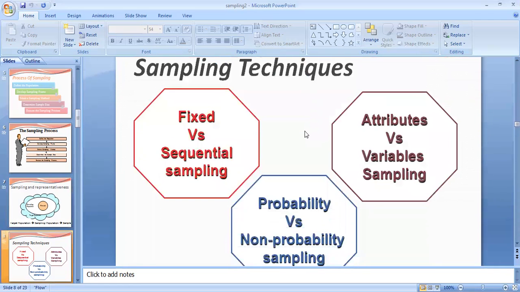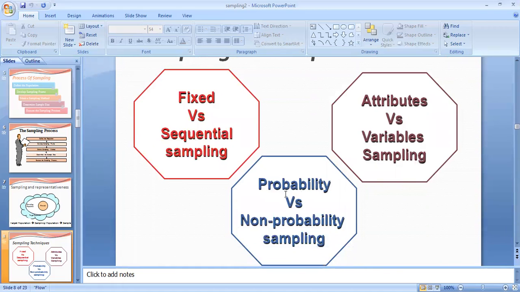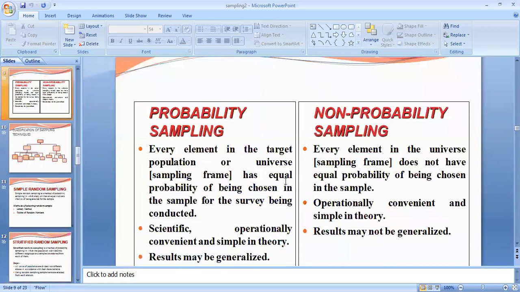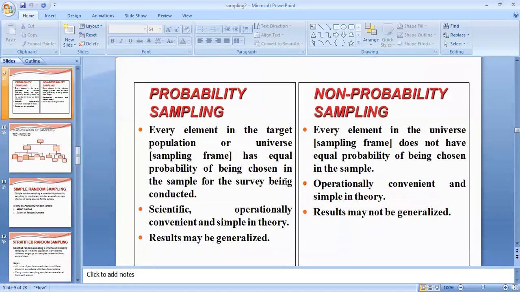Sampling techniques: fixed versus sequential sampling, and attribute versus variable sampling. That means one is sequential and the other is variable. Another part is probability versus non-probability sampling. Now there are two parts, probability sampling and non-probability sampling, and we have to differentiate these two.